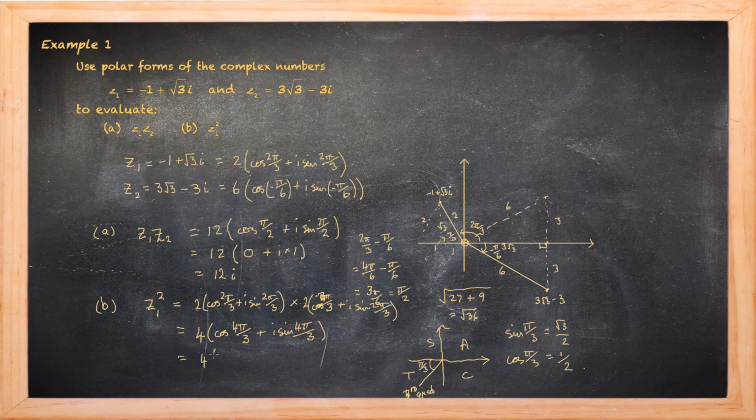So we get 4 times negative 1/2 minus i times root 3 upon 2. So both negative, negative 1/2, negative root 3 upon 2. And multiplying out by the factor of 4 gets us negative 2 minus 2 root 3 i. And there's our final evaluation of z1 squared.